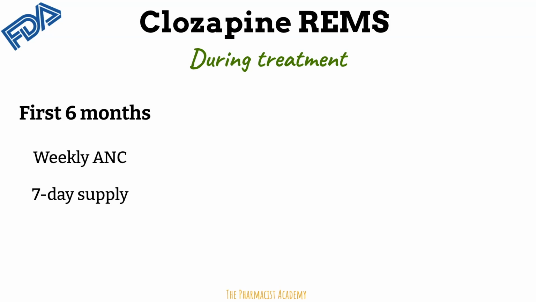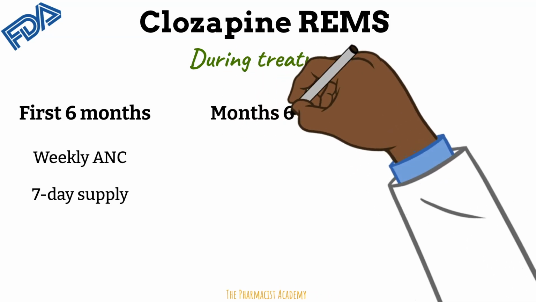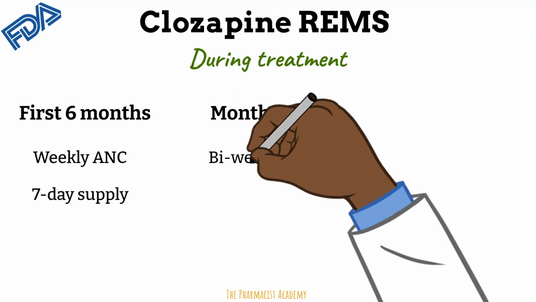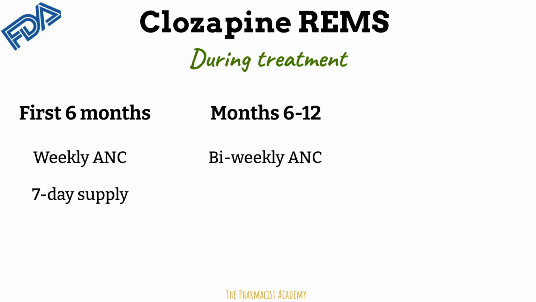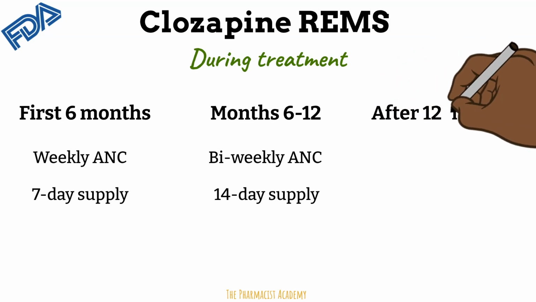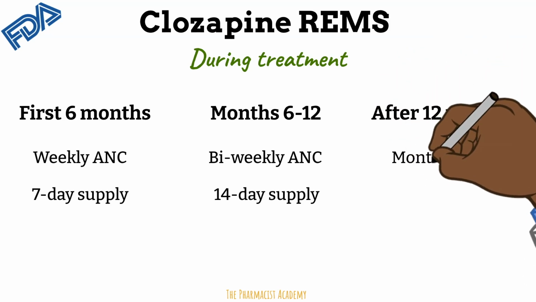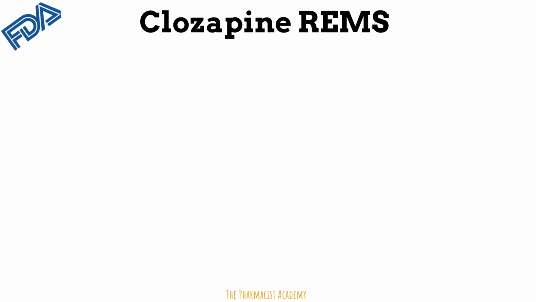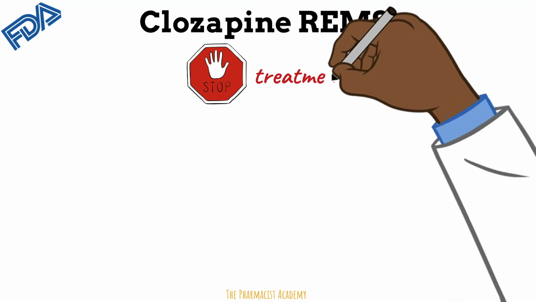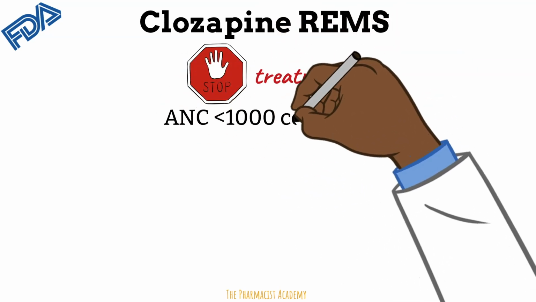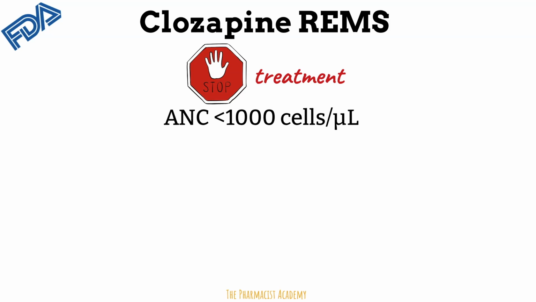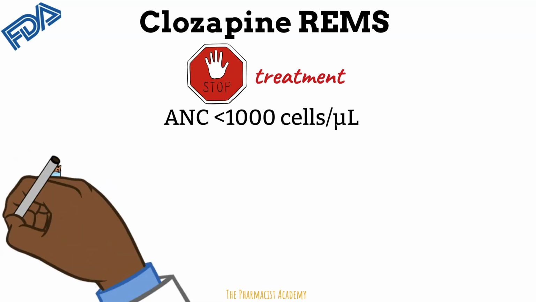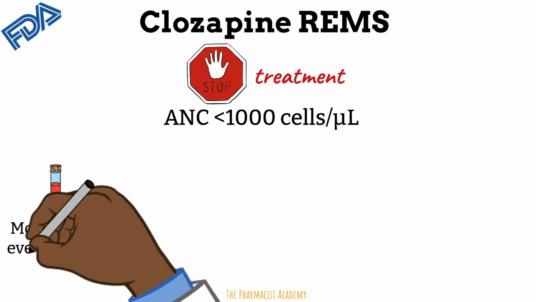After each 7-day period, they will confirm that there is an updated ANC and then dispense the next 7-day supply. During months 6 to 12 of treatment, bi-weekly ANC monitoring, so again, the maximum daily supply is 14 days. After 12 months, monthly ANC monitoring, which may continue indefinitely, and up to 30-day supplies can be given. Clozapine treatment should be stopped if the ANC falls below 1,000 neutrophils per microliter of blood for the general population. After that, monitoring of the ANC every 1 to 2 days is required.